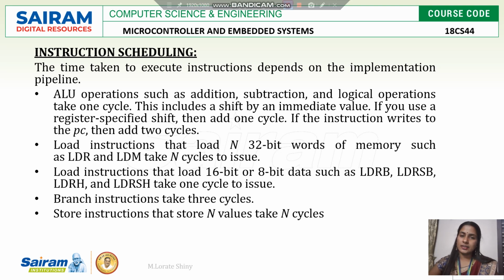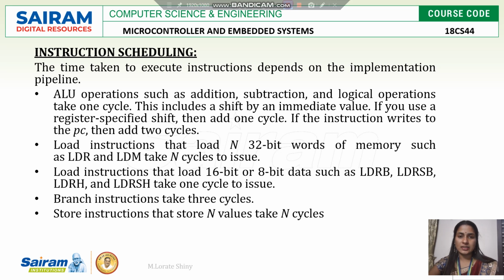If you take the ALU operations such as addition, subtraction and arithmetic operations, all these instructions take a single cycle to complete the execution. And it depends on the shift value. If the shift value is an immediate value, then it takes a single cycle only. But if you use a register specific shift, it adds one more cycle. And if the instruction writes the address to the PC, then it takes one more cycle. So whenever an address is written to the PC, it takes two cycles.